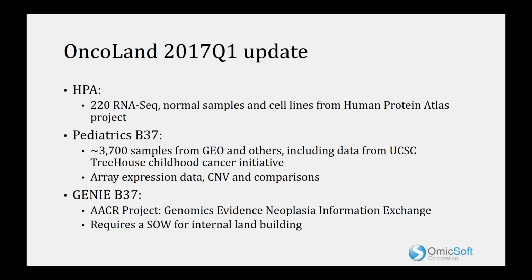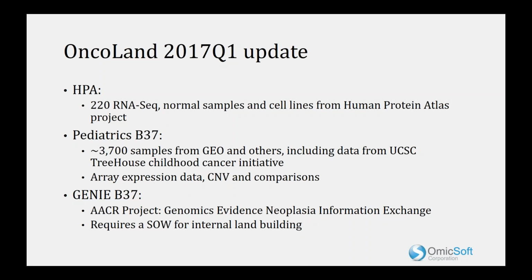For OncoLand 2017 Q1, we also add 3 new lands. One's HPA, from the Human Protein Atlas. At this moment we only add RNA-seq data so far. For protein data, we will add in the next release. We also collected the pediatric data sets because we got requests for the UCSC Treehouse Childhood Cancer Initiative data sets. But we also curated a few others, so we think it's also pediatric data, and so it's useful.